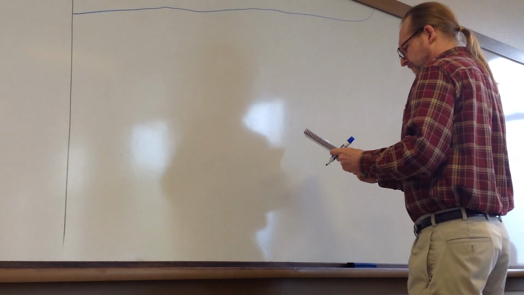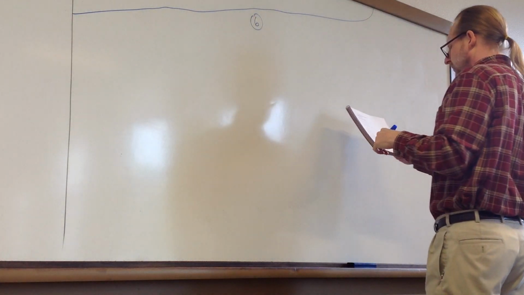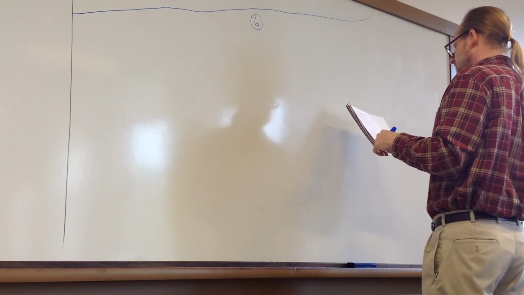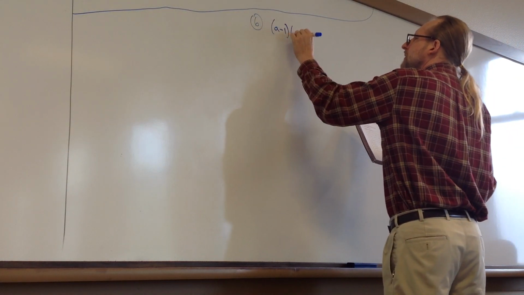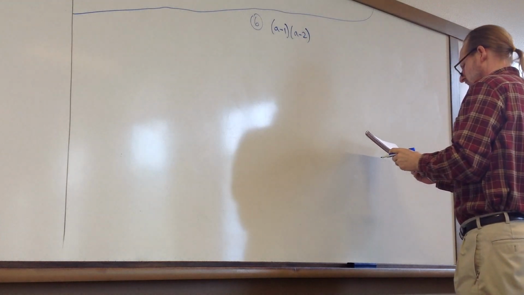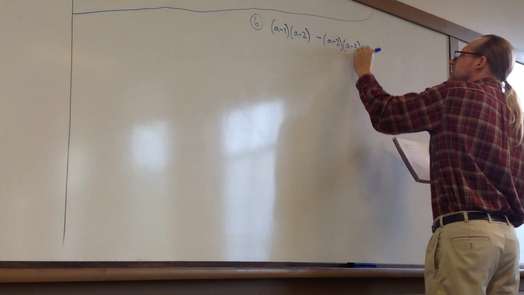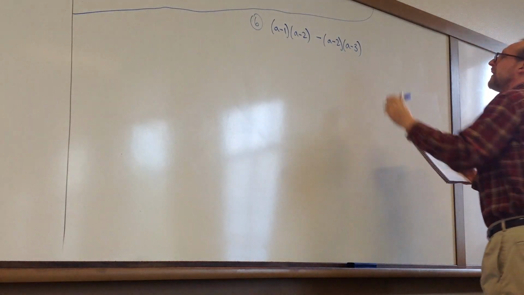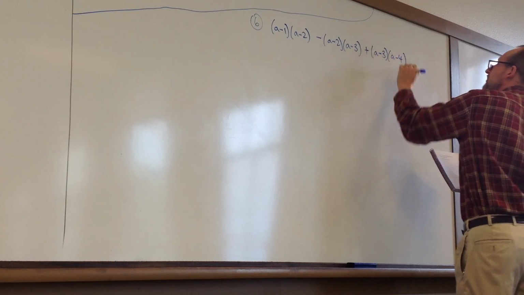Let's see. Problem 6 doesn't have the coefficients in front of the parentheses the way that problem 4 did, and like we'll see in problems 8 and 10. Problem 6, we just have (a - 1)(a - 2), and then minus (a - 2)(a - 3), and then plus (a - 3)(a - 4).